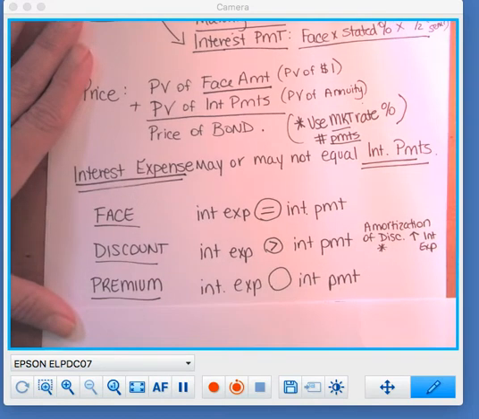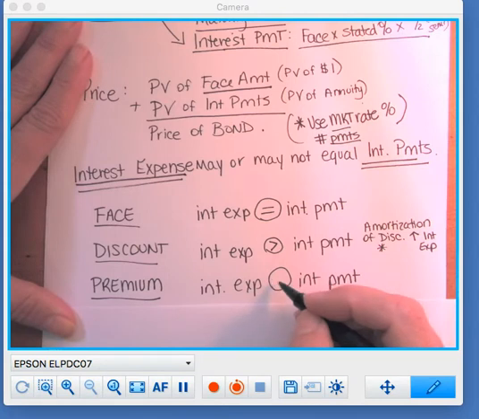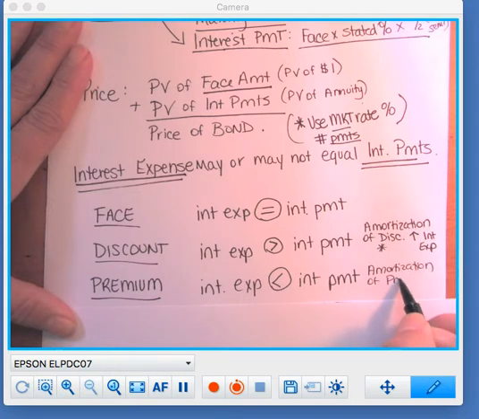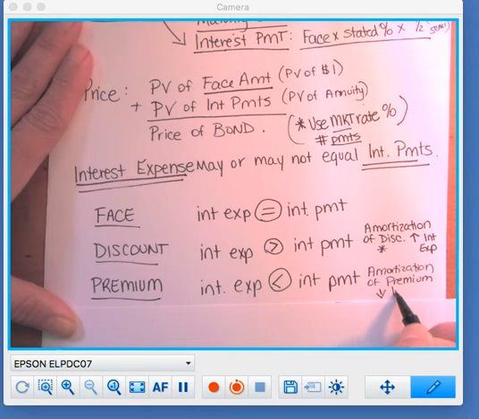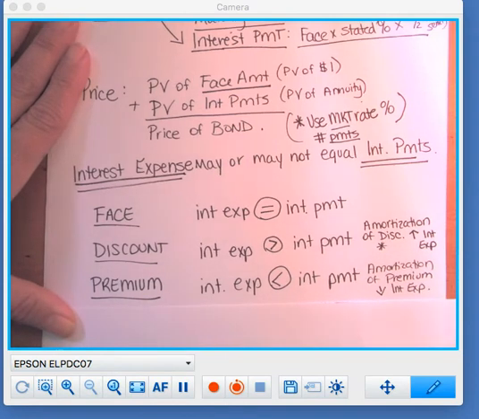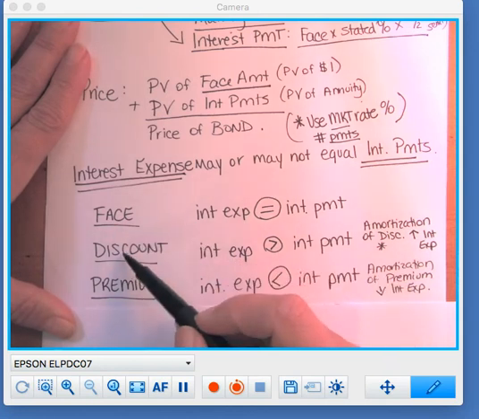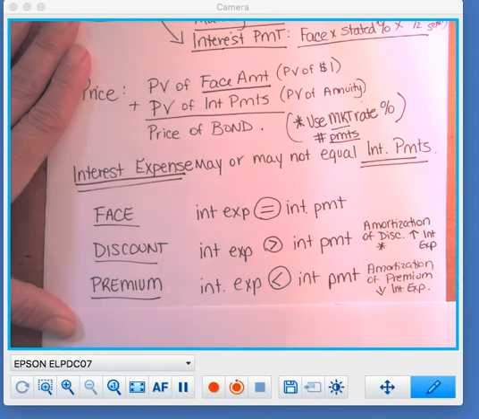If your bond is issued at a premium, interest expense will be less than your interest payment because amortization of the premium will decrease interest expense. In the next video, we'll work through some problems where we issue bonds at face amount, then at a discount, and then at a premium, so you can see the journal entries.